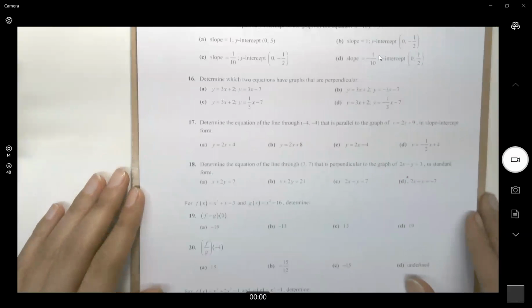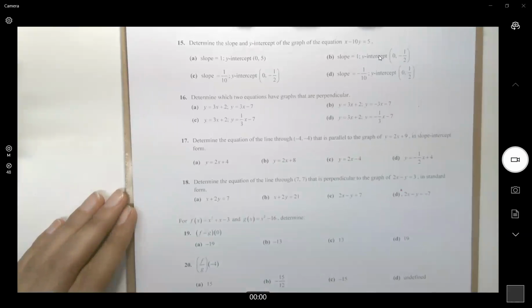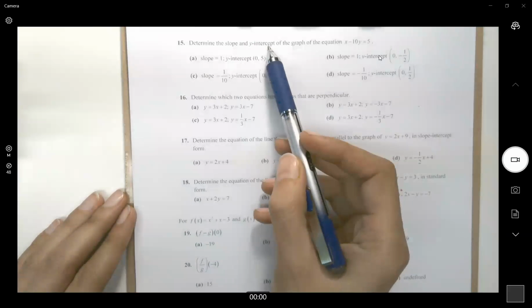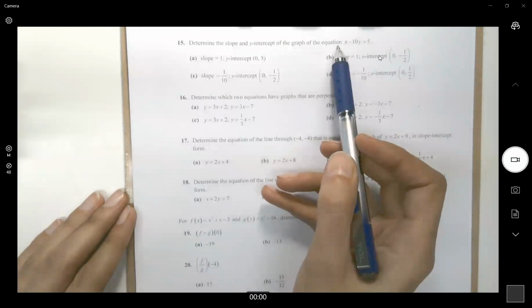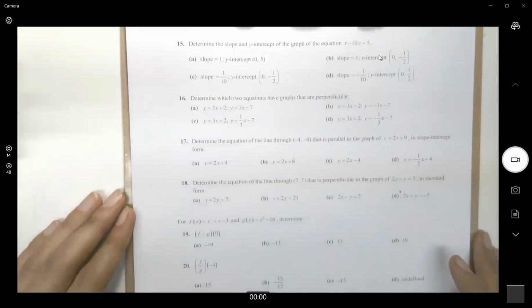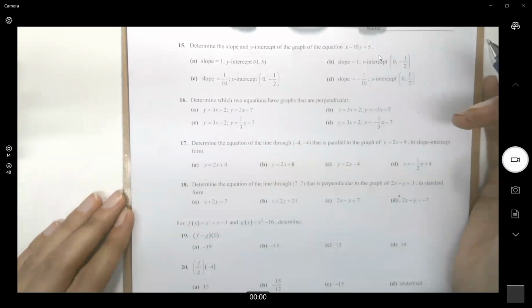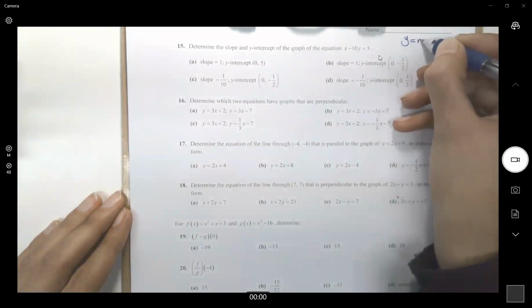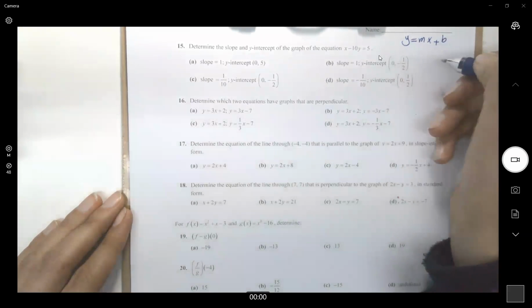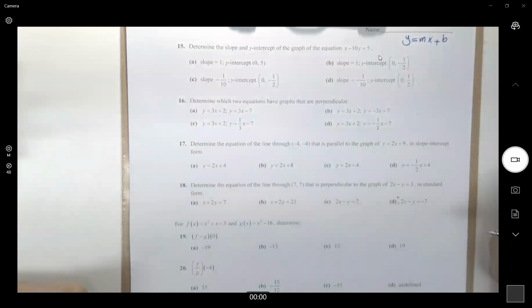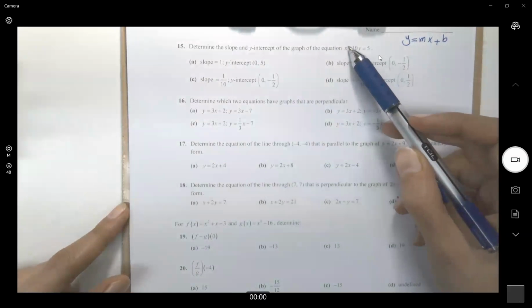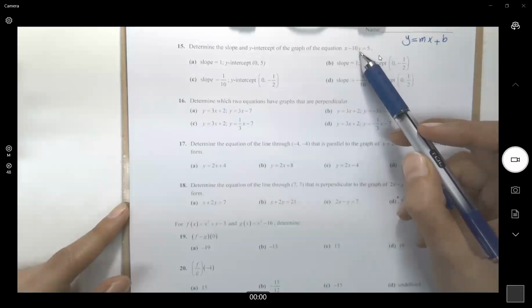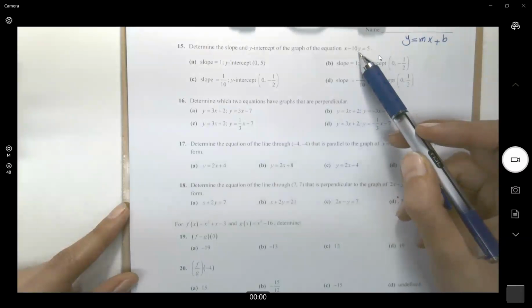Question says, determine the slope and y-intercept of the following graph. Well, here we have this graph here. First, we need to write it in the standard form, y equals mx plus b. Take a look at this. You have x and y's on one side.